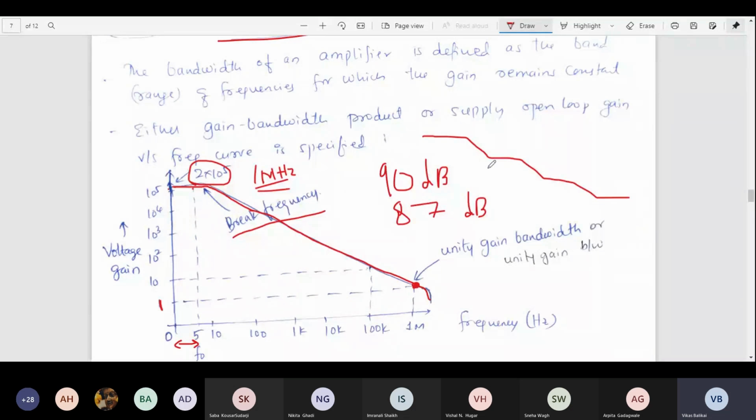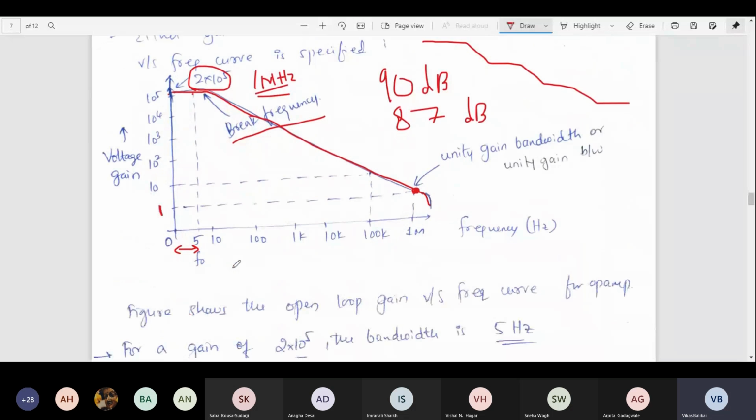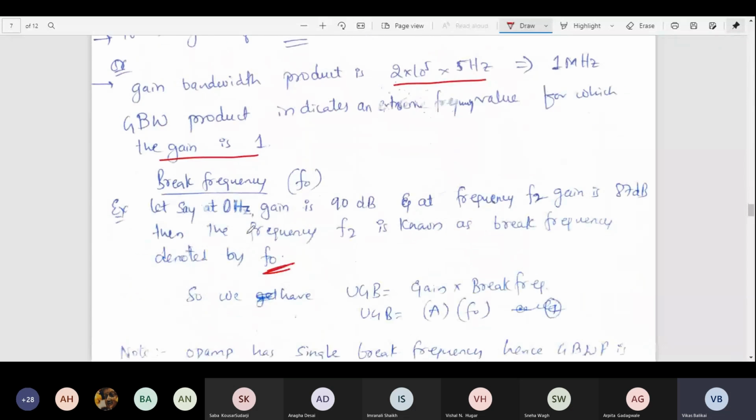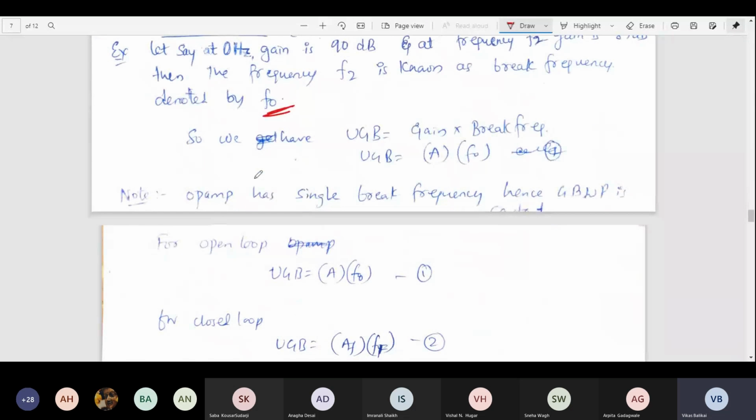So the beauty of the op-amp, one more characteristic of the op-amp, is that the gain bandwidth product of the op-amp is always constant, and the break frequency is defined as that frequency where you find a 3 dB dip in the gain from its value at 0 hertz. What was the gain in dB at 0 hertz? Then at which frequency does it become 3 dB less? That frequency is our break frequency. Here it is 5 hertz, so 5 hertz is my break frequency. That's what I have written over here. Now that is all done.